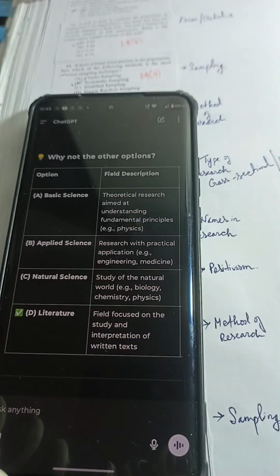Field focus. Literature is the field focused on the study and interpretation of text. We can use the term Sigmund Freud's... I can't remember it right now. The signifier and signified term, so that is a concept. So in literature we have a field focused on the study and interpretation of written text.